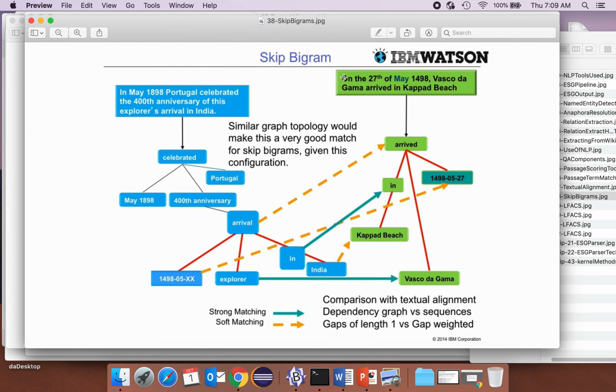So with skip bigrams, you get to skip a word. So we have "on the" as well as "on 27th". We have "the 27th" as well as "the of". So you get to skip one. And so this is what we get from this skip bigram. Again, we figure out some internal structure over here. Okay.